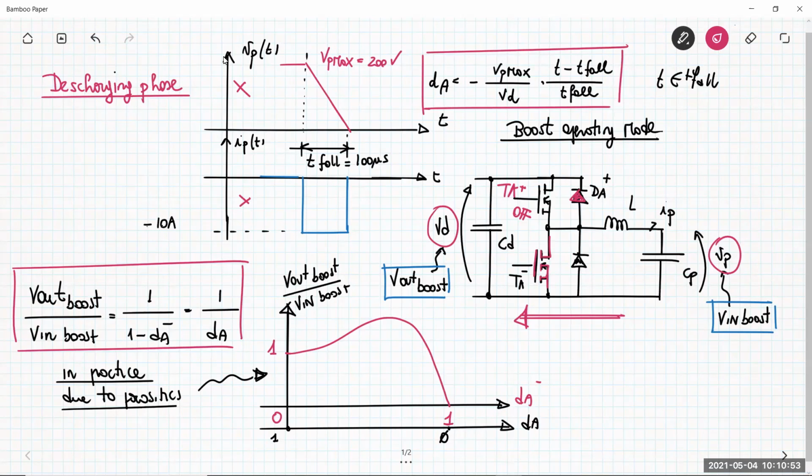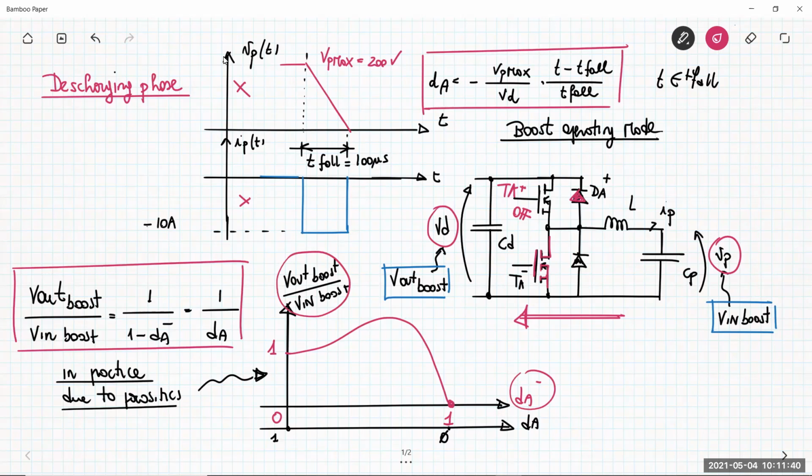This equation says that for dA minus equal to 1, V out is infinite, but as we discussed last time, this is not possible. There is no energy transfer when the duty cycle dA minus is 1, because in that situation the transistor TA minus is always closed, and so there is no direct connection between the input and the output. So it is basically just a mathematical description, but if you see what happens in practical circuits, the curve that relates the output with the input versus the duty cycle dA minus is something like this. So when the duty cycle is 1, the ratio goes to 0.